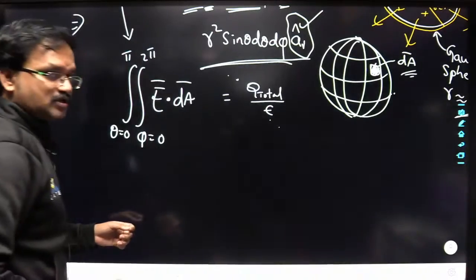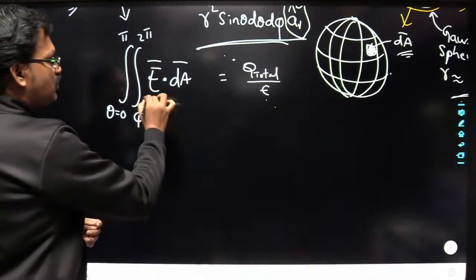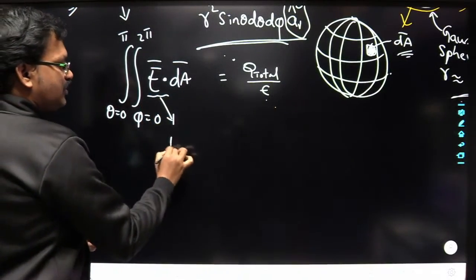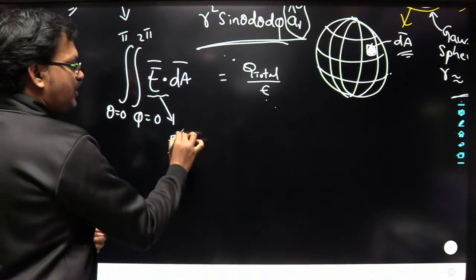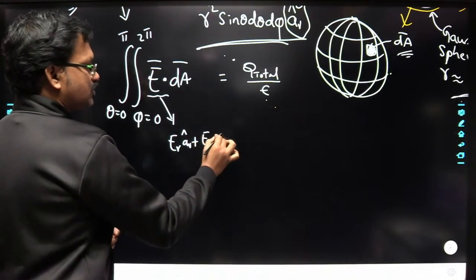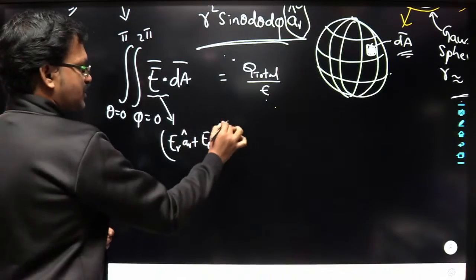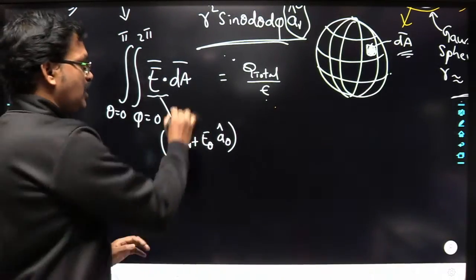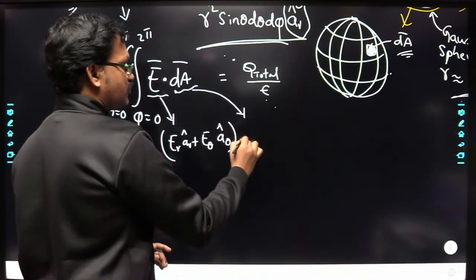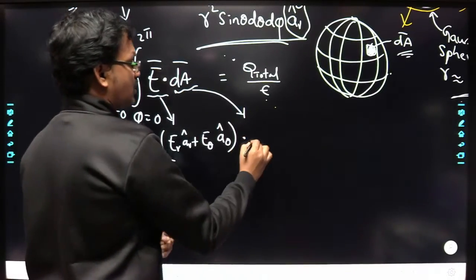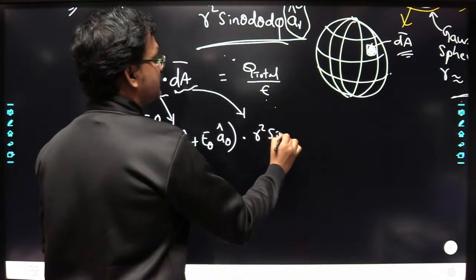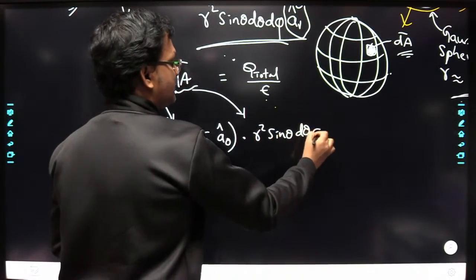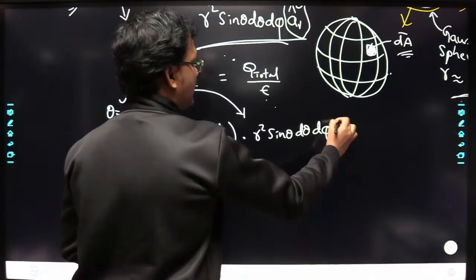Divided by epsilon. Okay, so now this electric field has a radial component plus a theta component. And what is this differential area? Just now we have seen, what you are going to get: r square sin theta d theta d phi a_r cap.